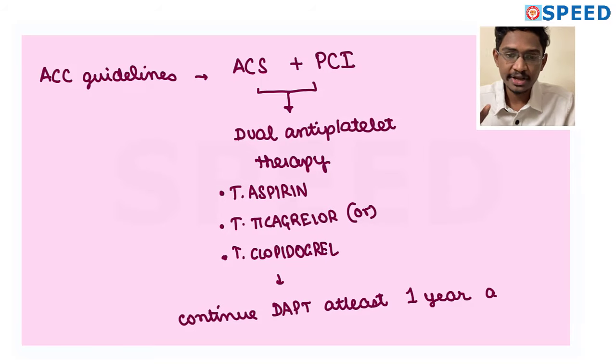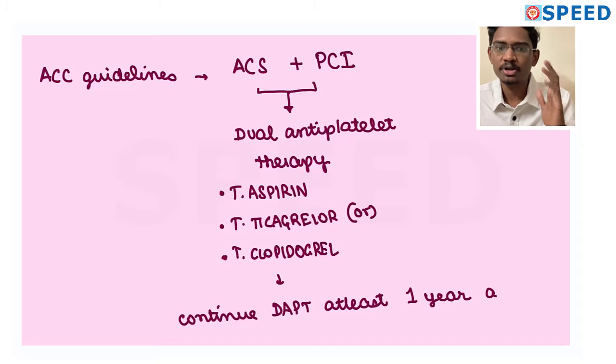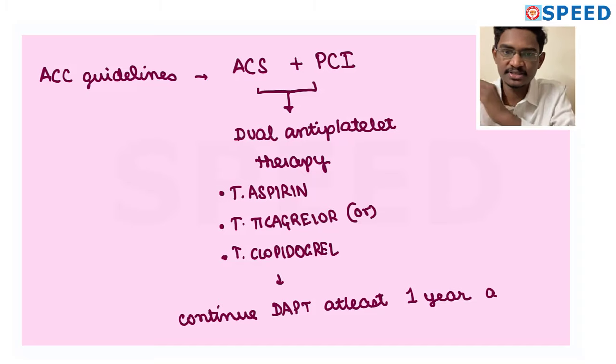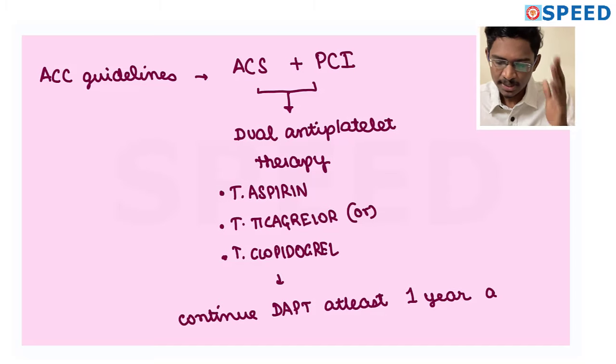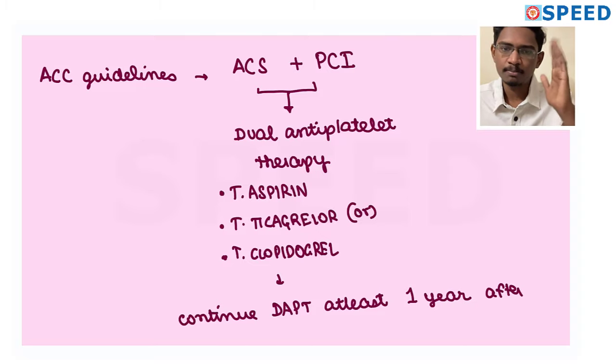As we know, in the Indian population, polymorphisms for clopidogrel are more common, and also ticagrelor works more efficiently than clopidogrel. So now we are preferring the aspirin with ticagrelor combination more commonly than the clopidogrel combination. So whatever the question is, the answer will be add P2Y12 receptor blocker.